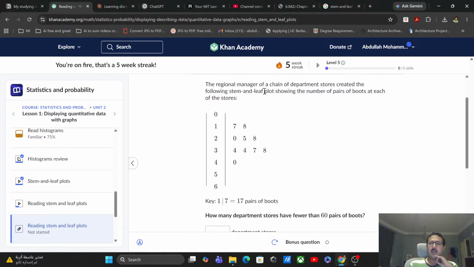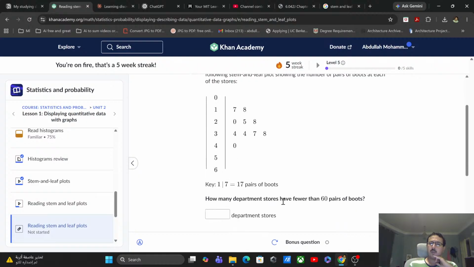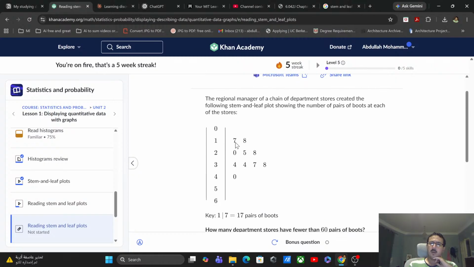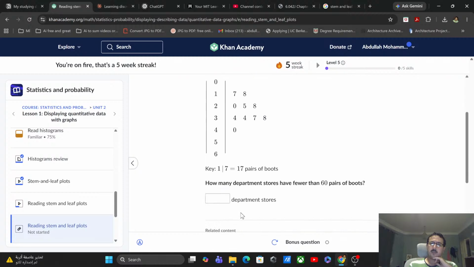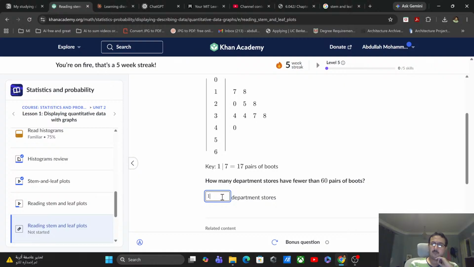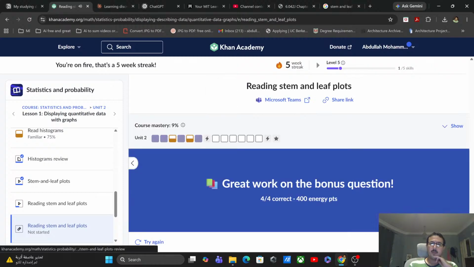The regional manager of a chain department store created a plot showing the number of pairs of boots at each of the stores. How many department stores have fewer than 60 pairs of boots? All of them. 1, 2, 5, 9, 10. Done.